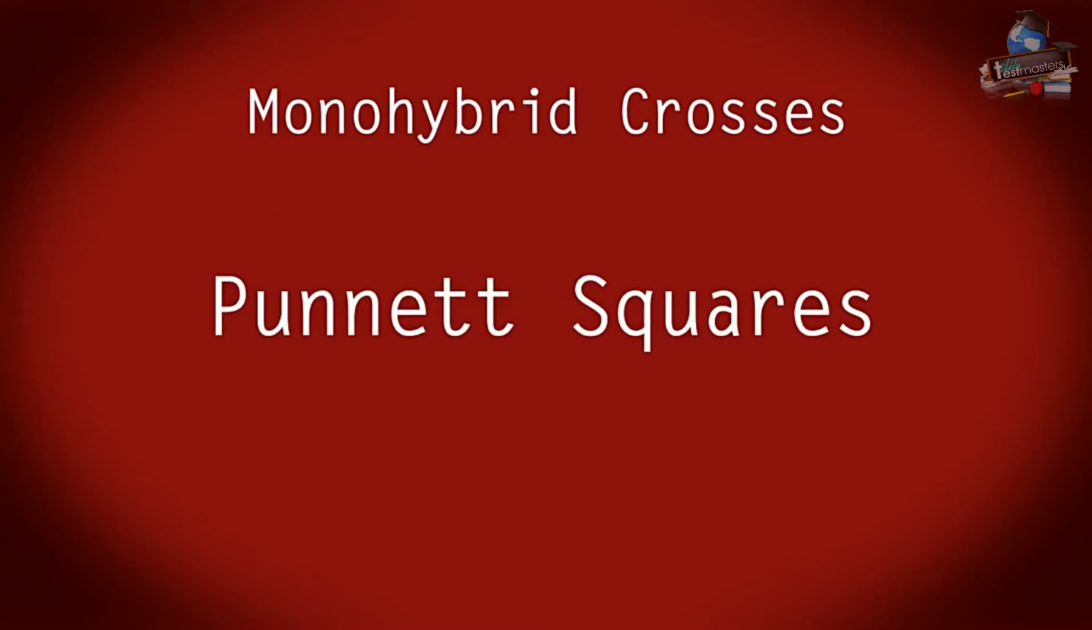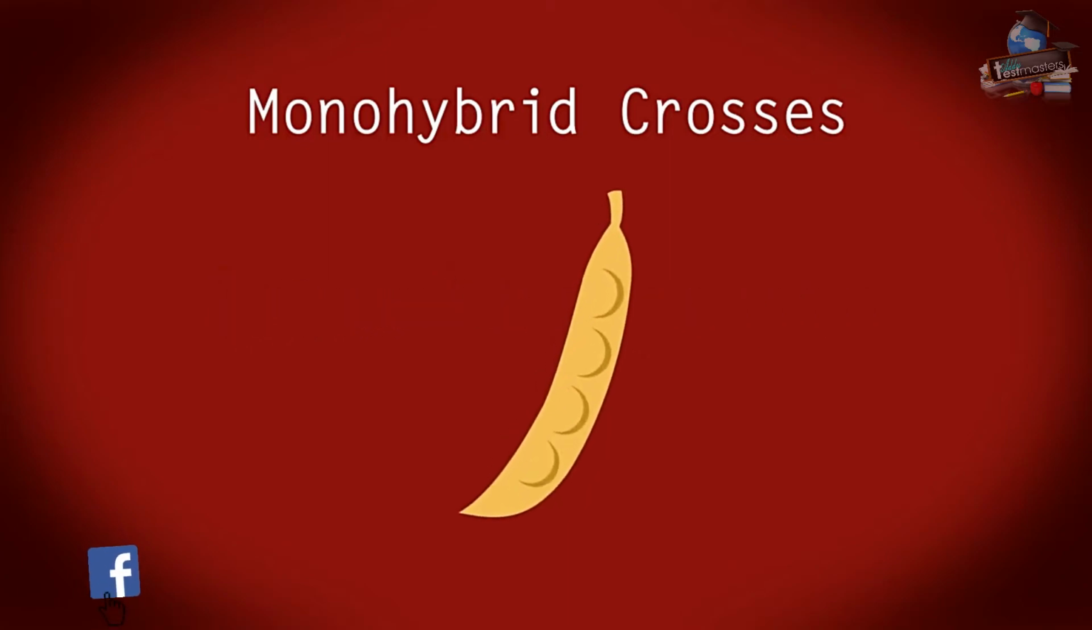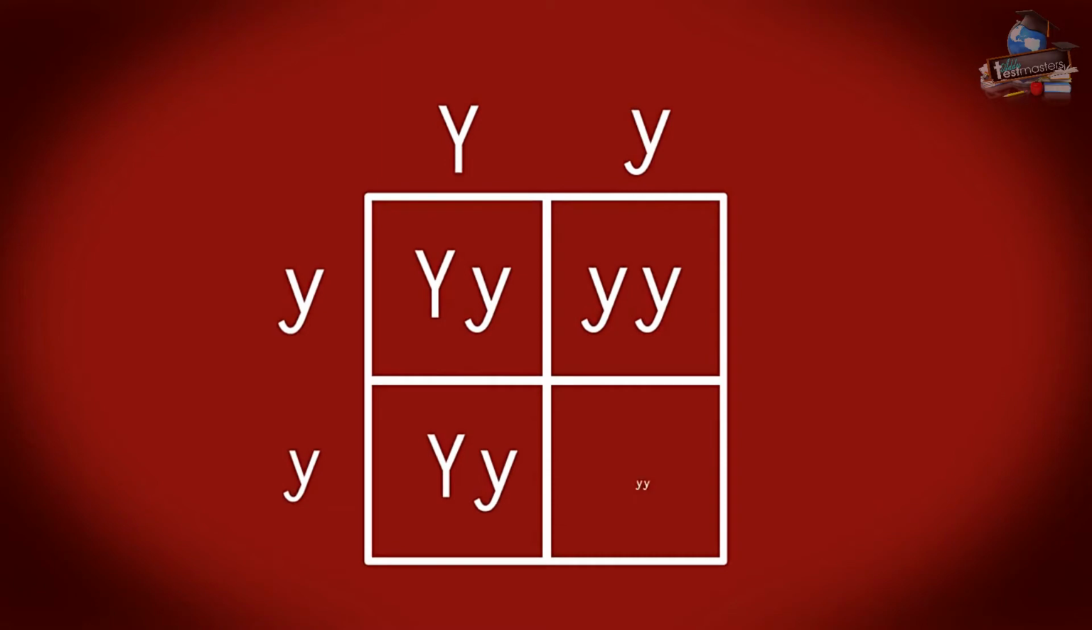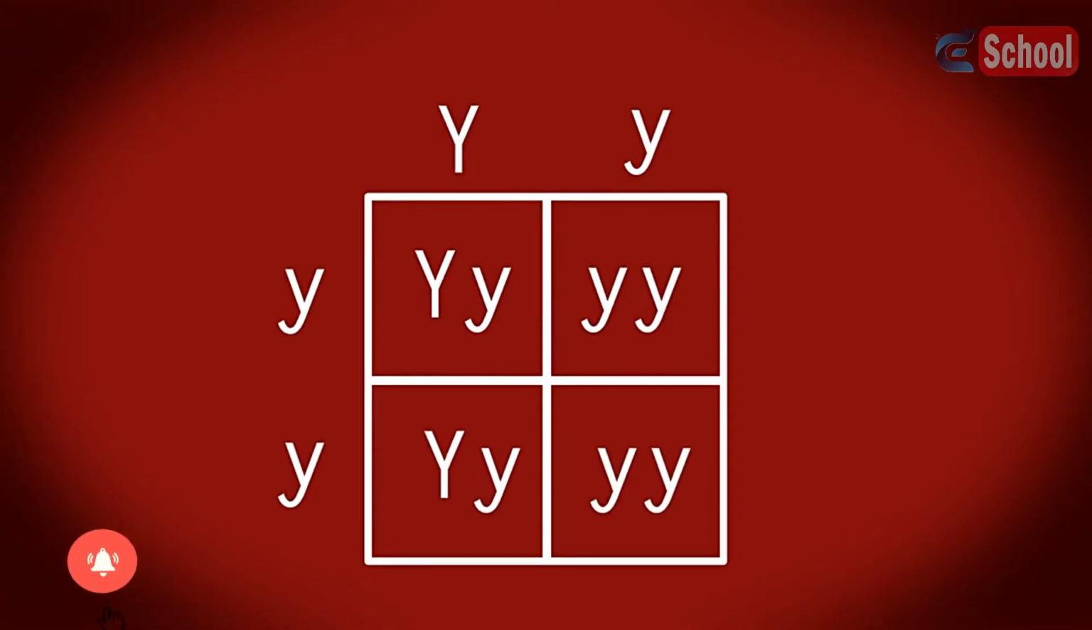A monohybrid cross is the study of the inheritance of one characteristic, such as the pea-pod color. A Punnett square is a diagram that is used to predict the outcome of a particular cross. It is used by biologists to determine the probability of an offspring having a particular genotype.